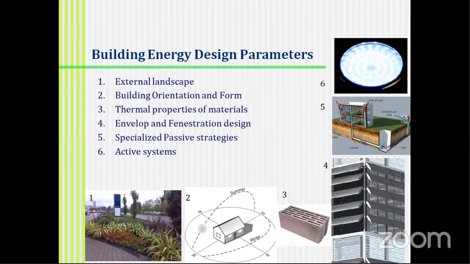First of all is the external landscape. So the landscape modifies the building microclimate, the microclimate immediately surrounding the building in terms of the wind direction, in terms of shading. So this is very important that we use and maximize the benefit of landscape in our building design. And then comes the building orientation.